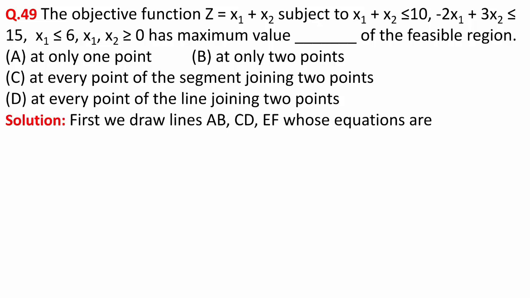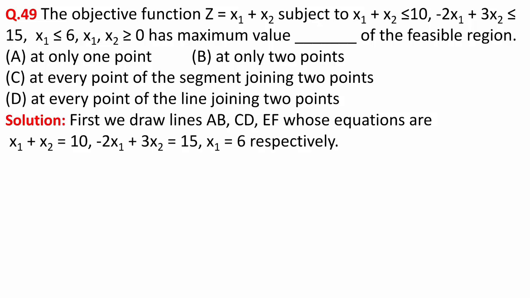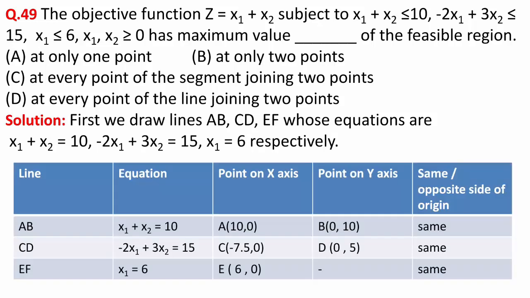Solution. First, we draw the lines AB, CD, EF, whose equations are x1 plus x2 equal to 10, minus 2x1 plus 3x2 equal to 15, and x1 equal to 6 respectively. Then, equation of line AB is x1 plus x2 equal to 10, and point on x-axis on this line is A (10, 0), and point on y-axis is B (0, 10), and both points lie on the same side of the origin.